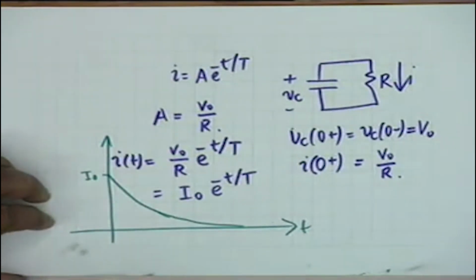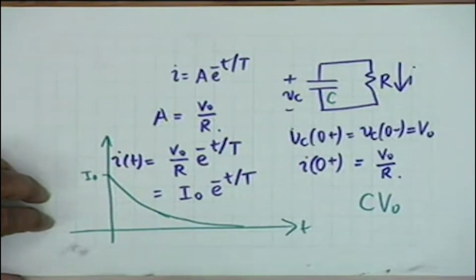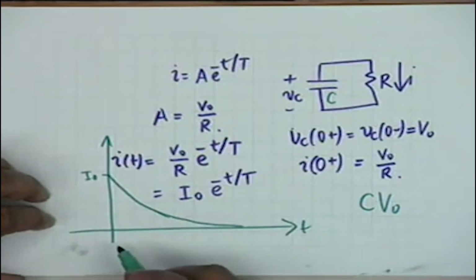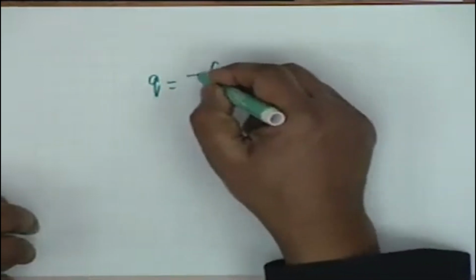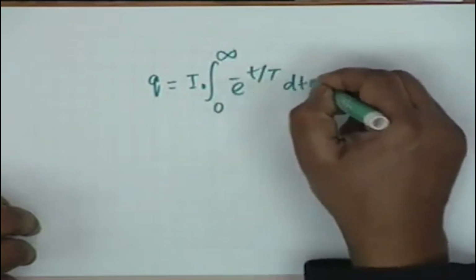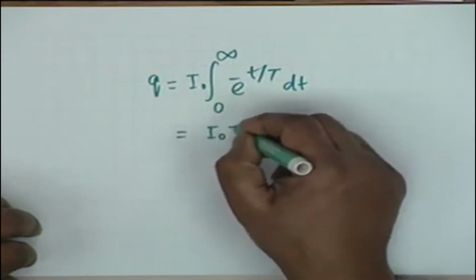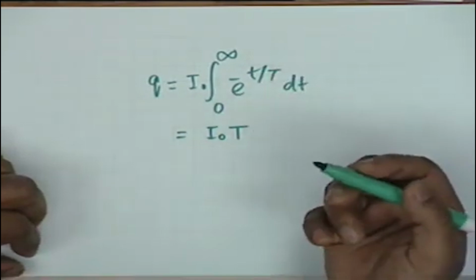What is the charge that flows? After all, the capacitor started with a certain amount of charge which was equal to C times V0. So how much charge does the capacitor lose in the process? That obviously will be obtained by integrating this from 0 to infinity. So the charge that has passed shall be equal to I0 integral 0 to infinity e to the minus t by T dt, and it is very easy to see that this is simply equal to I0 times capital T. You integrate this and put the limits.